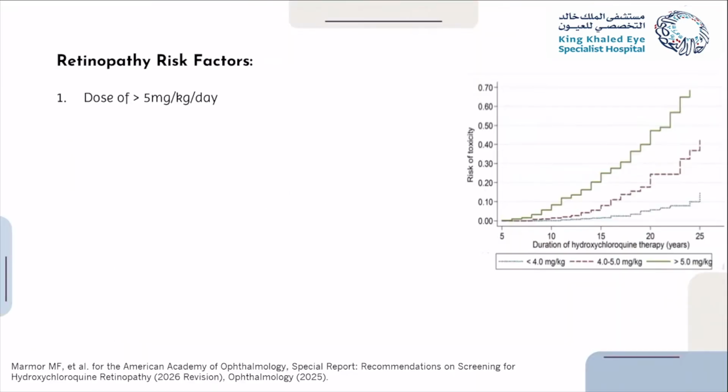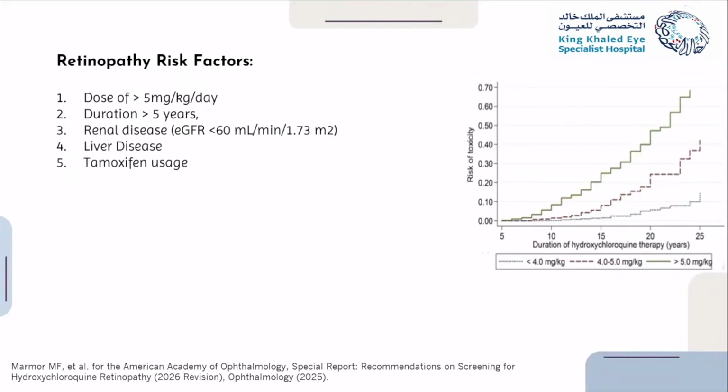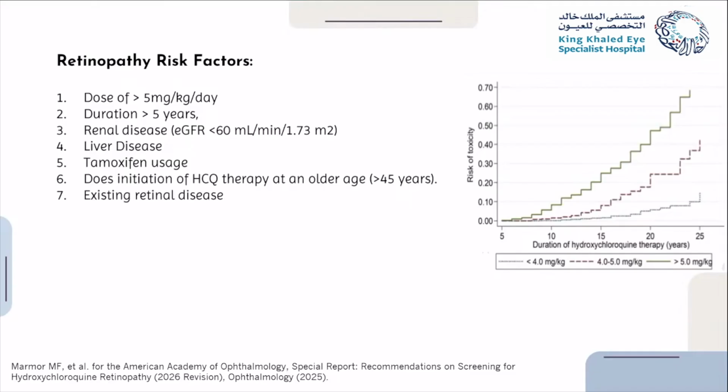The risk factors for having retinopathy when you are using hydroxychloroquine are a high dose, more than 5 milligram per kg per day, a longer duration, more than 5 years, and renal disease, as renal disease is not uncommon in patients with systemic lupus. So we have many patients with renal diseases. Also liver diseases, and tamoxifen use, as tamoxifen also has retinal toxicity. And when we initiate hydroxychloroquine in the elderly population, and also if there is already pre-existing retinal disease.